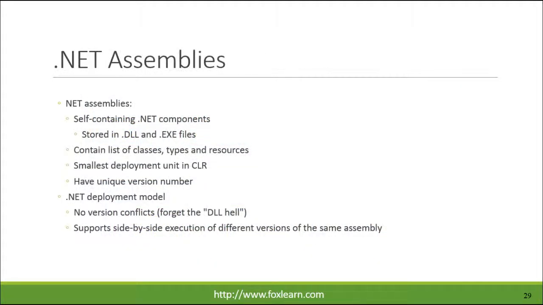.NET assemblies. Self-containing .NET components. Stored in .dll and .exe files. Contain list of classes, types, and resources. Smallest deployment unit in CLR. Have unique version number. .NET deployment model. No version conflicts, forget the DLL hell. Supports side-by-side execution of different versions of the same assembly.